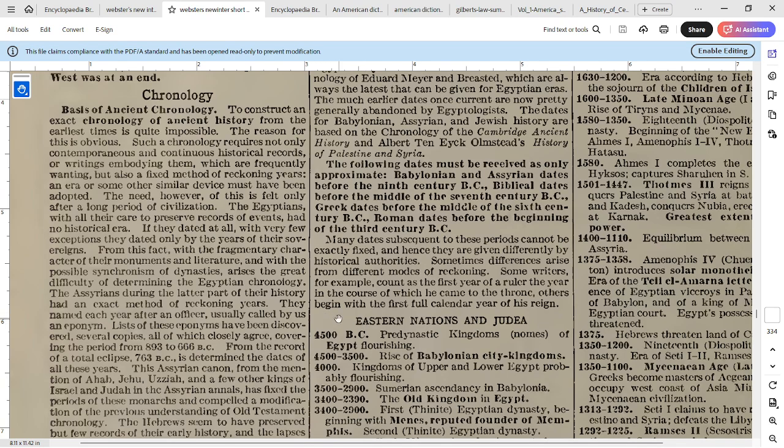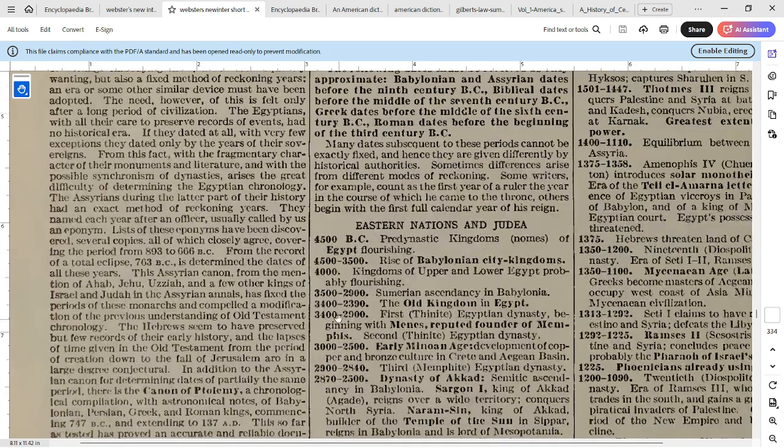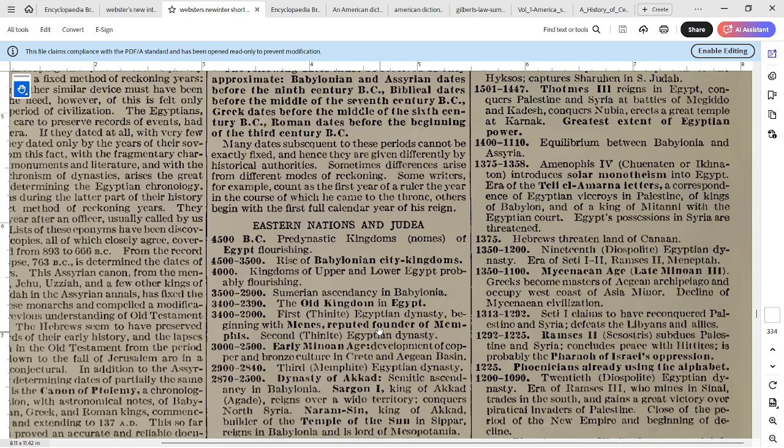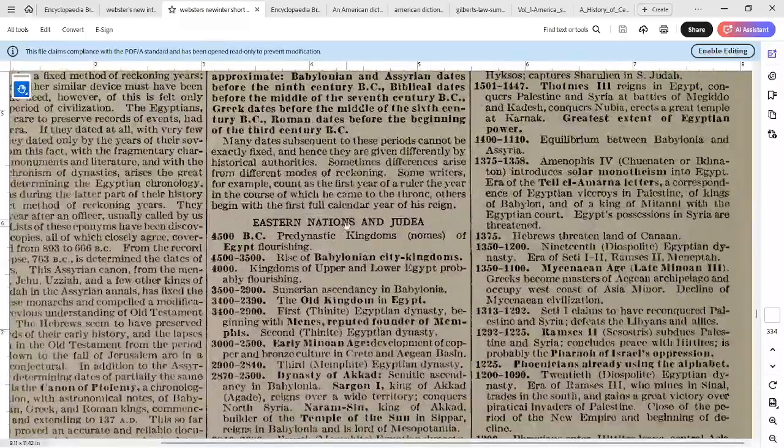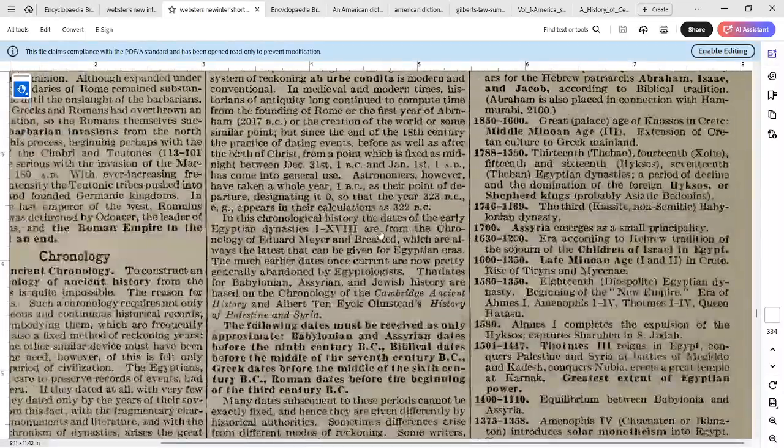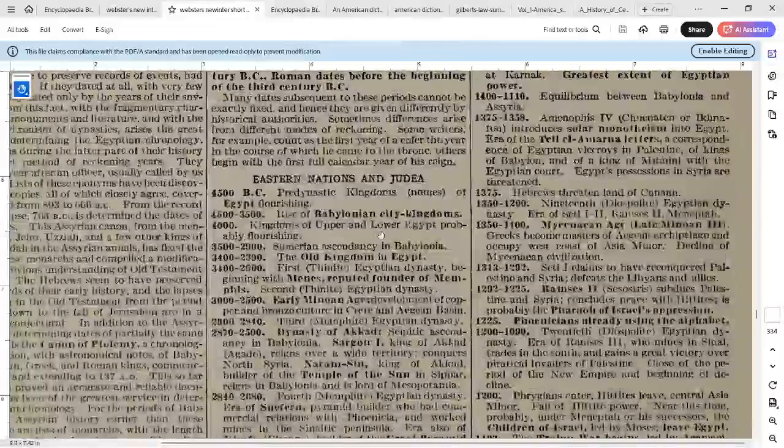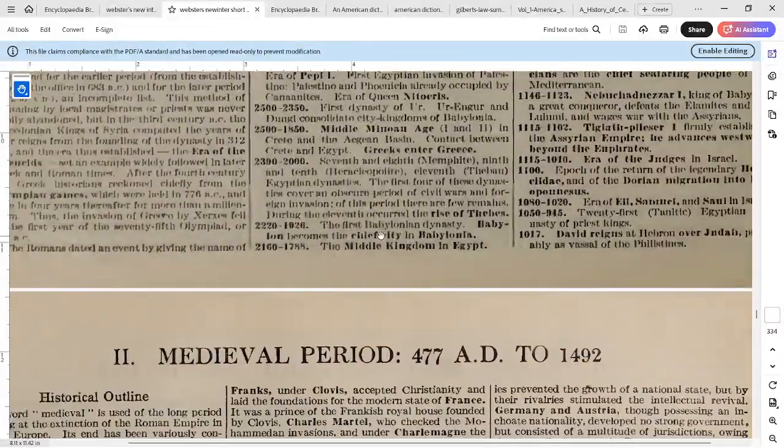So, we're going into the Eastern nations and Judea. All right, so I'm going to stop there and we're going to pick up from the Eastern nations and Judea in part 2.